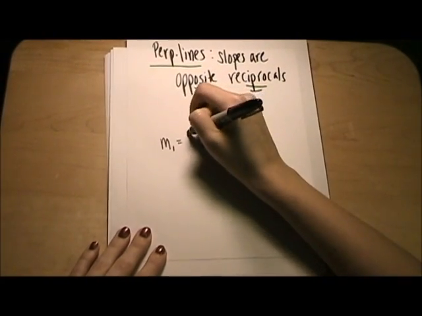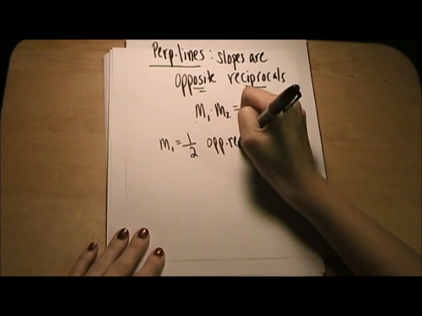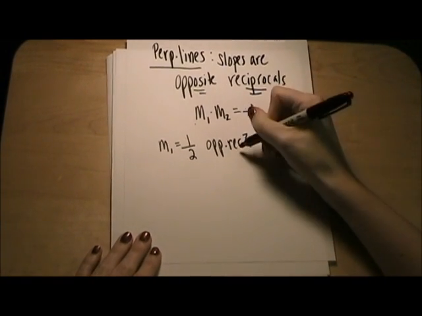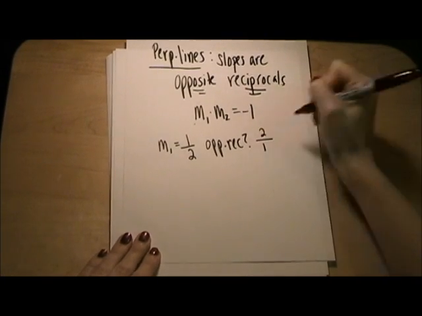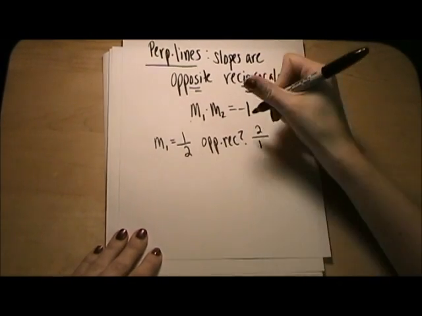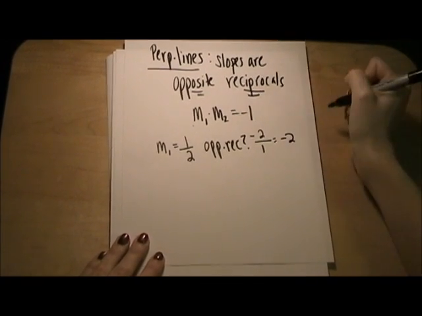Okay, if I give you 1/2 and I want to know the opposite reciprocal. Reciprocal means we flip it, so the 2 now becomes the numerator, the 1 now becomes the denominator, and opposite means we're making it the negative. So our answer would be -2.